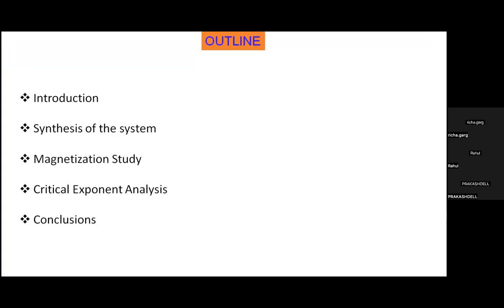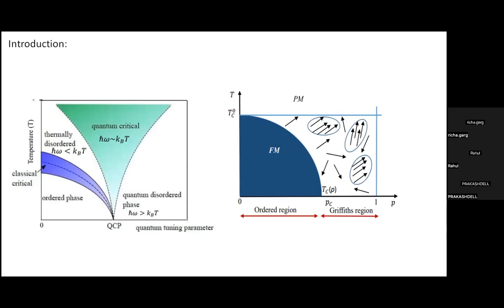So today I'll be discussing some fundamental aspects of quantum phase transitions, then some discussion on the synthesis, followed by critical exponent analysis and the conclusion thereafter. So we all know what is meant by phase transition. Phase transition is the transformation of one state of the system to another state with some drastic change in the order parameters.